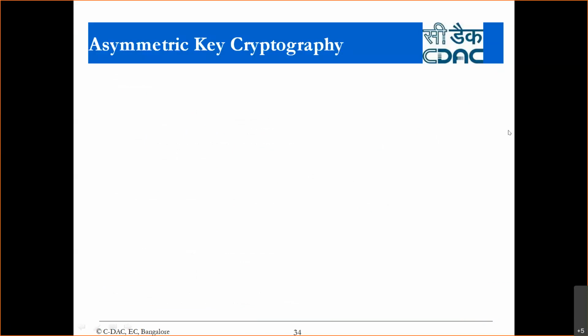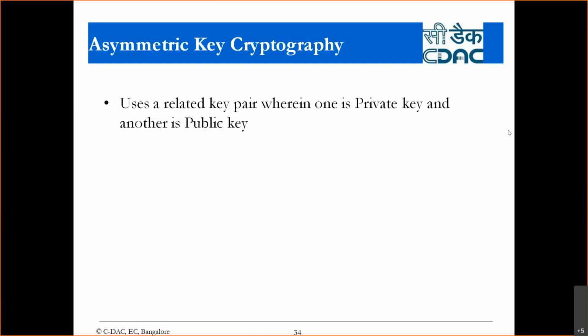Okay, let me start with the introduction to asymmetric key cryptography. Asymmetric key cryptography, also called public key cryptography.